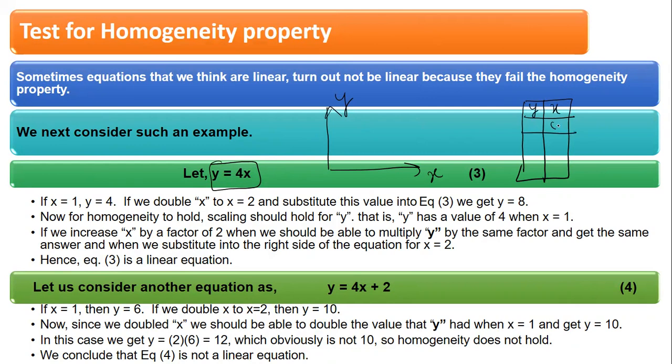If x is 0, y is 0. If x is 1, y is 4. If x is 2, y is 8. If x is 3, y is 12. Right? So now if you draw this, you will have a line like this, because at the origin both are 0. So this is what a linear system is. This is a linear system, right?